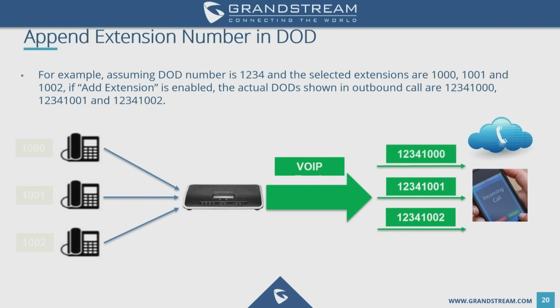Append an extension number in DoD, so you can create a DoD number 1234, and then the selected extensions are 1000 through 1002. And then if add extension is enabled, the actual DoD that's shown is the number that you select for the DoD, which is 1234, and then the dial-in extension. It's either 1000, 1001, 1002. Why would you want to do this? A lot of people right now would think of an application where this is going to be useful.